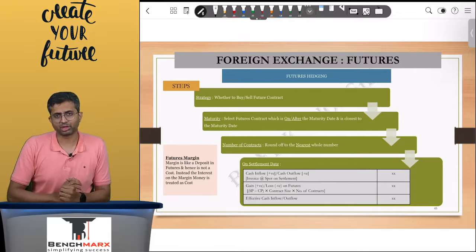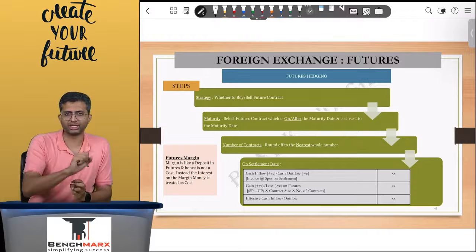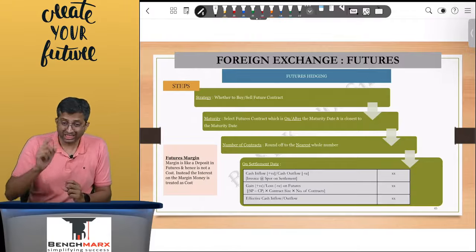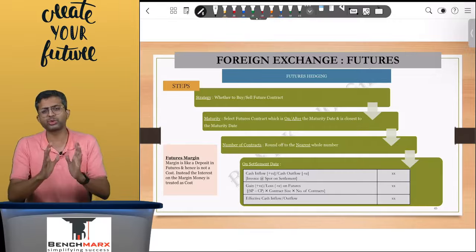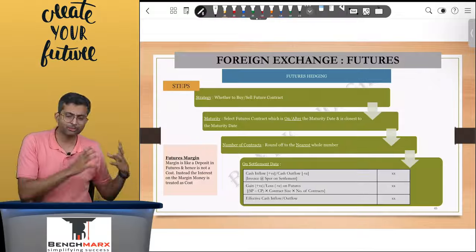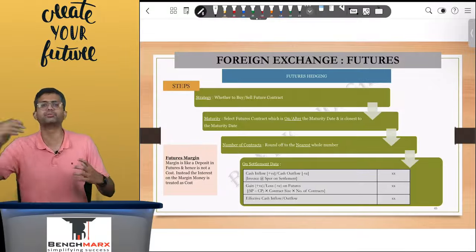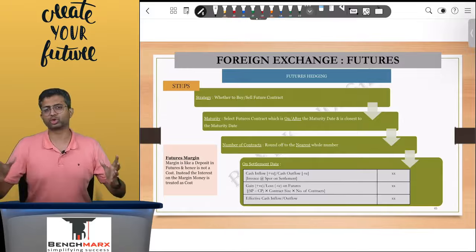Third is the number of contracts. The number of contracts is the invoice value divided by the contract size. This will probably come in decimals, and you will round it off to the nearest number. So this is where you have your futures. So you will buy, let us say 10 April futures at a particular price.